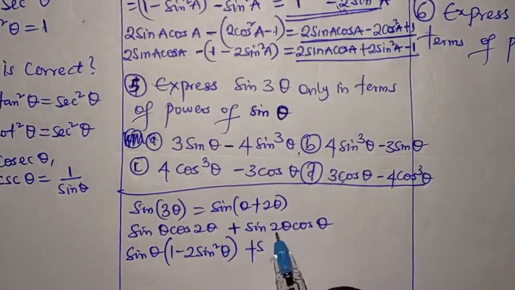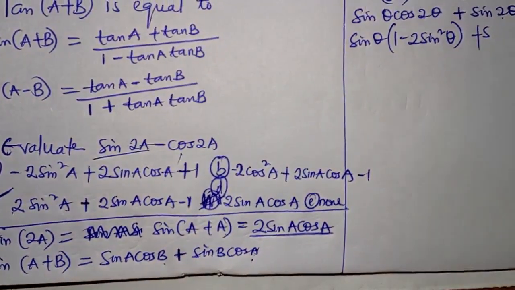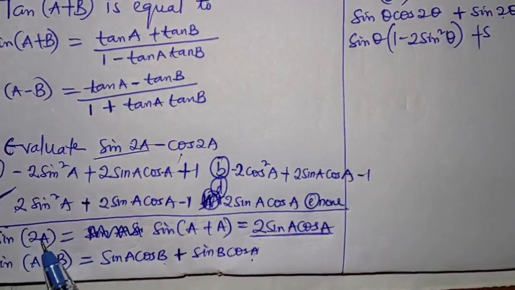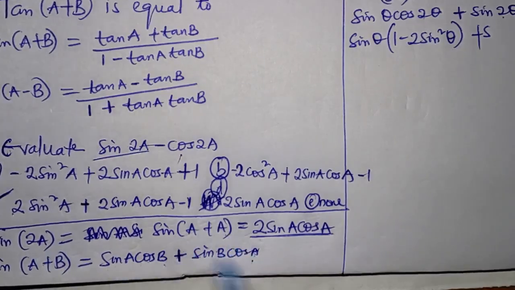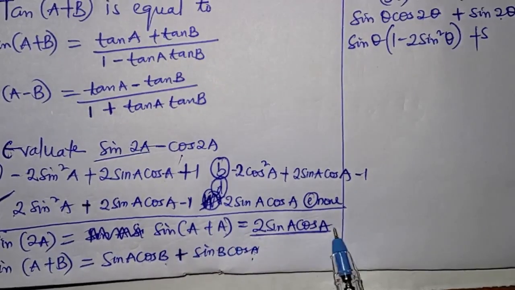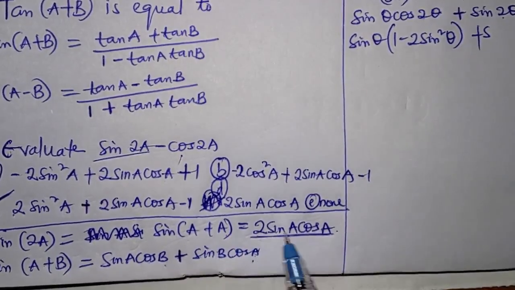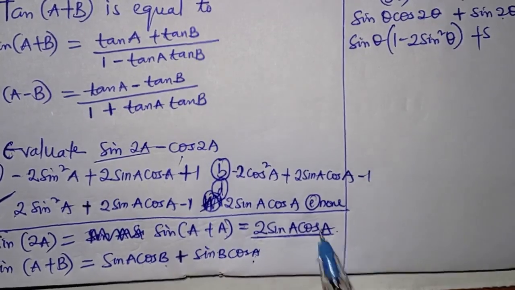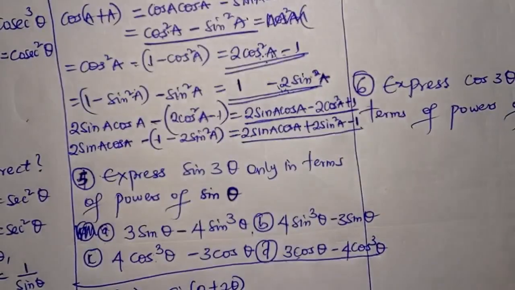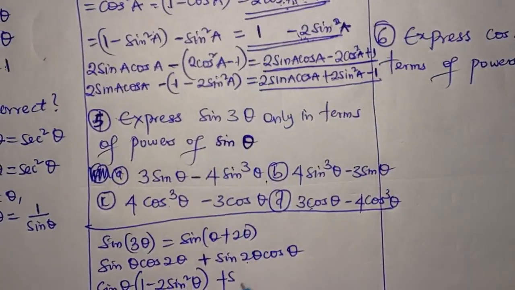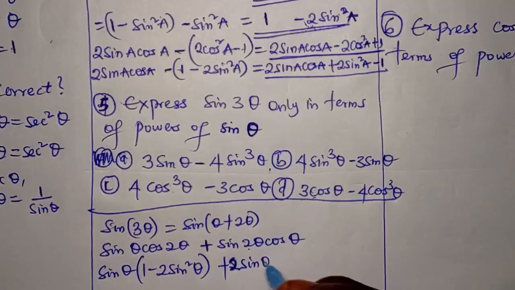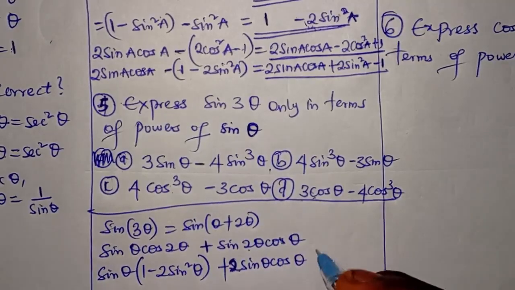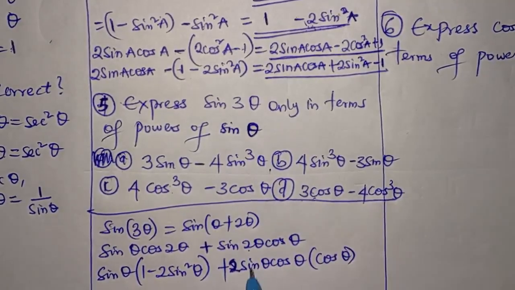Plus, we have dealt with sine 2 theta before as well. When we said sine 2 theta, that's sine 2A in this case, it is 2 sine A cos A. So if we are using theta, it will now be 2 sine theta cos theta. This theta is still outside, so multiply this.